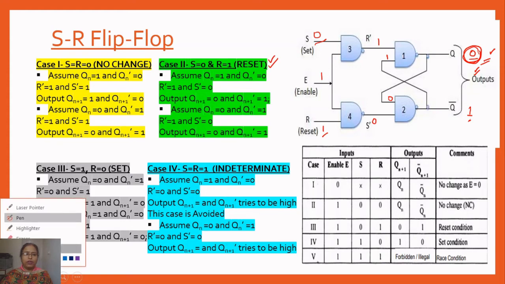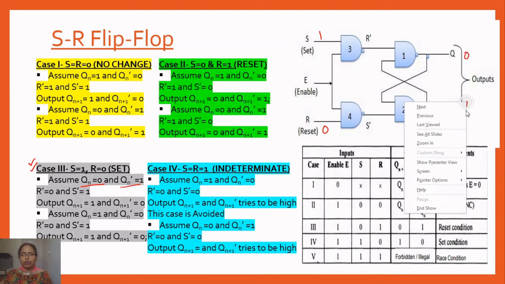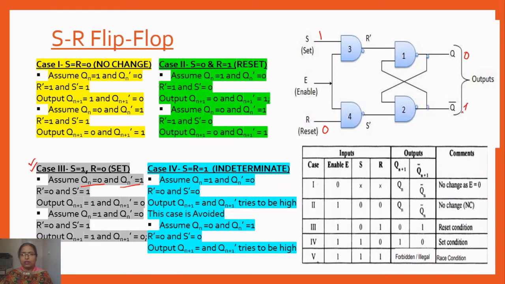Now let us verify the third case. In the third case, S is 1, R is 0, right? And let us assume that Qn is 0 and Qn bar is 1. That is, previous output is 0 and this one is 1, right? This enable is 1.